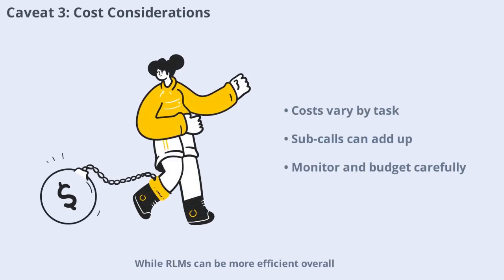While RLMs can be more efficient overall, their costs are task-dependent. Lots of subcalls can add up, and while the median cost may be lower, some queries can become expensive outliers. It's important to monitor usage and budget accordingly, especially for applications with unpredictable workloads.